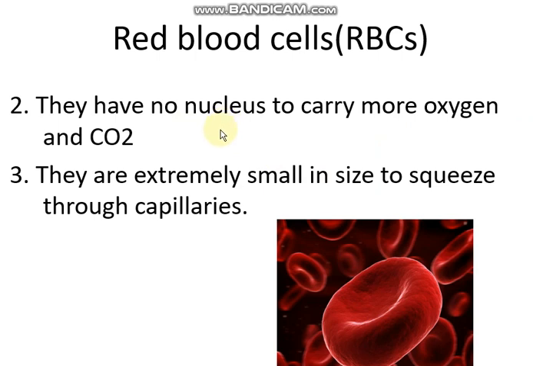Moving on to another adaptation, which is that they have no nucleus. You already studied that the nucleus is the boss of the cell. It is responsible for controlling all the functions going on in the cell. But in case of red blood cell, there is no nucleus. Why is there no nucleus? So that more oxygen can be carried, and more oxygen can be carried if there is more hemoglobin inside the red blood cell. So no nucleus means more space for hemoglobin and more oxygen transport.